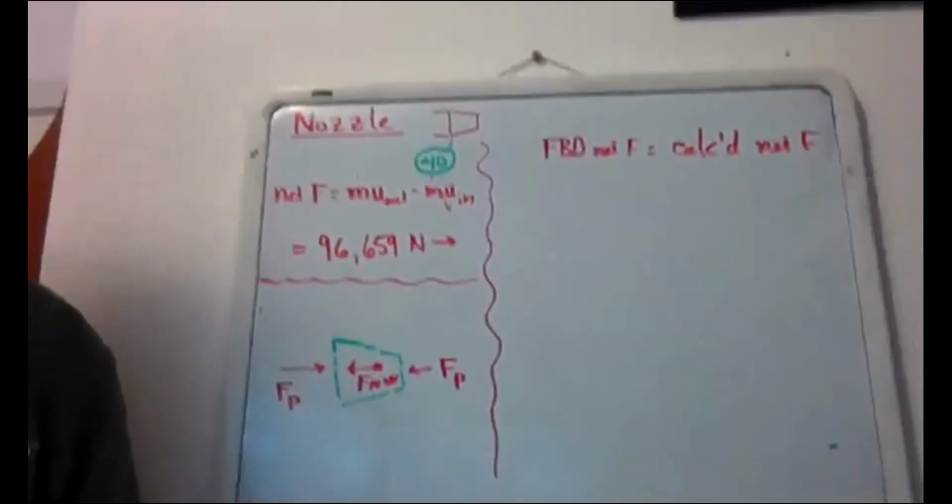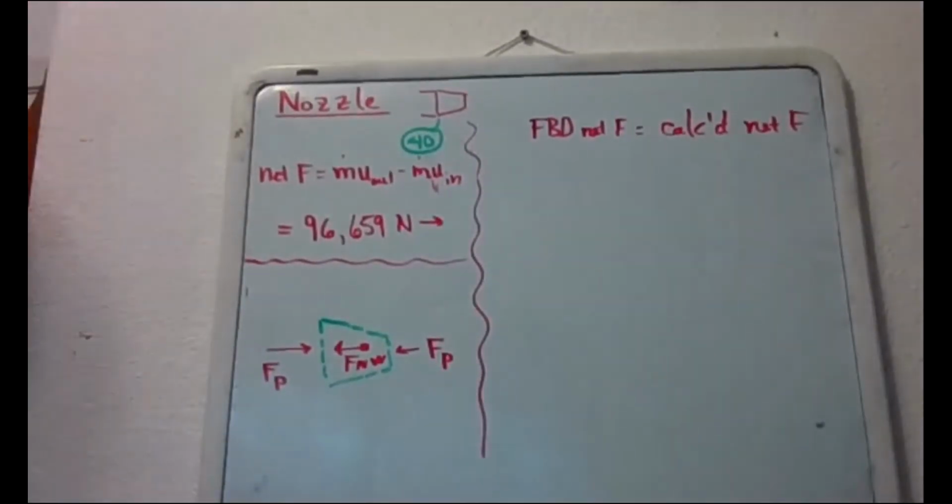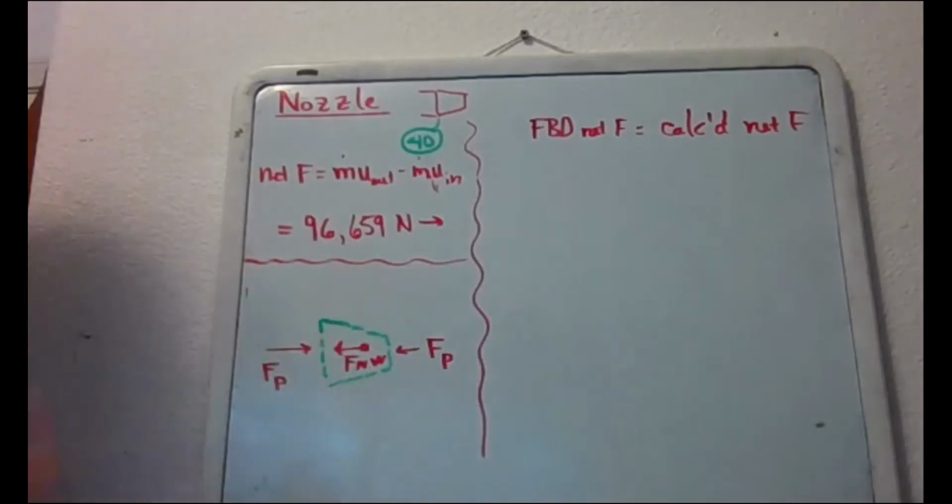So back to the nozzle problem then, trying to break it down the same way. With the nozzle problem, the first thing we did was think about the water inside the nozzle and figure out the net force on that water, and we got a huge number. That was earlier during lecture, okay?